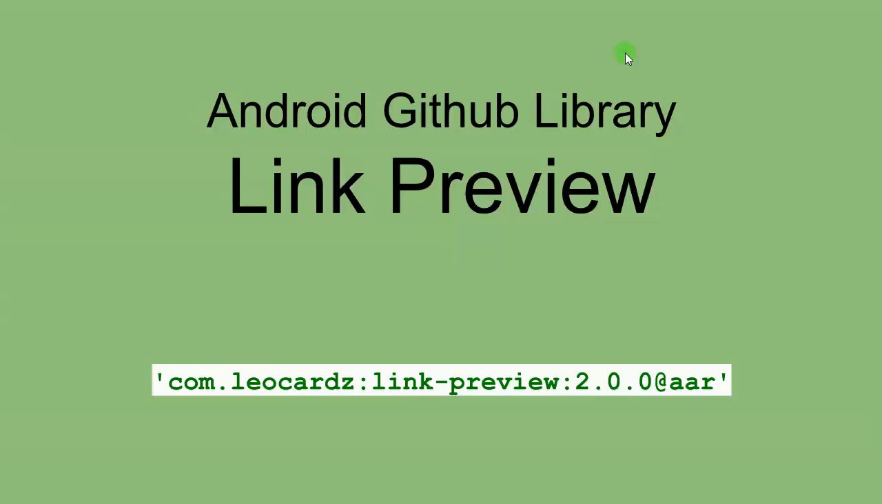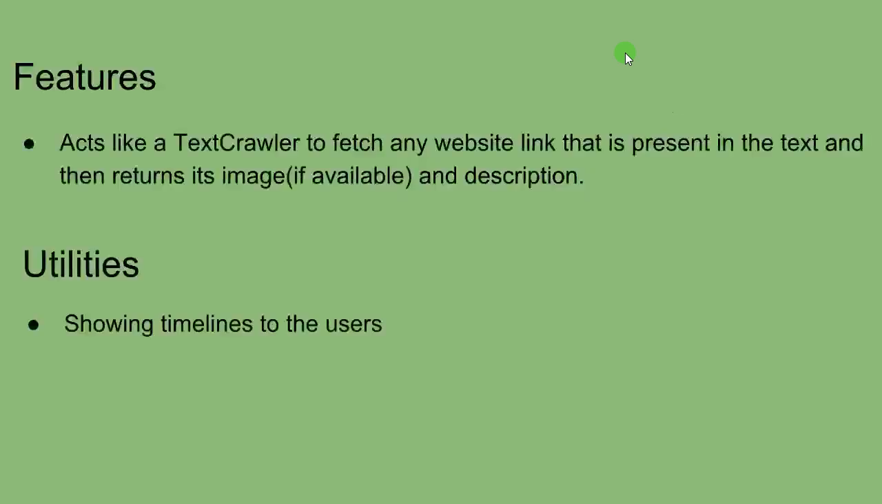Hi, in this video we will look at a library that helps you fetch a preview for a link provided in text. What I mean by this is that, as you must have seen in timelines on your Facebook app, you're able to view a preview of any link that has been shared with you, right? So let's have a look at the library.